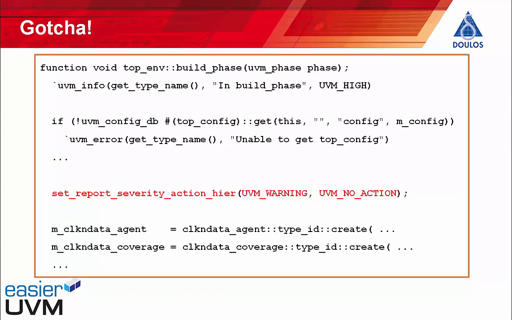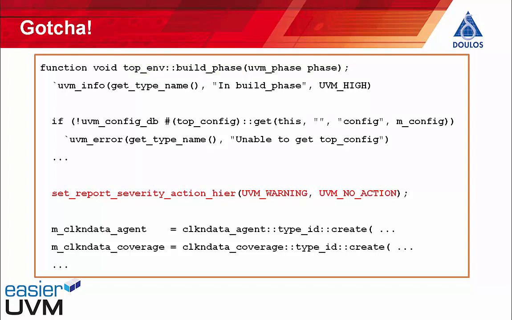There's one very important gotcha associated with the reporter in UVM that's such a painful gotcha I'm going to explain it explicitly. Let's take a look at this code. Here we have the code for the build phase method of a UVM environment. Within the build phase method, we're using the UVM info macro to write out a report to say that we've entered the build phase.